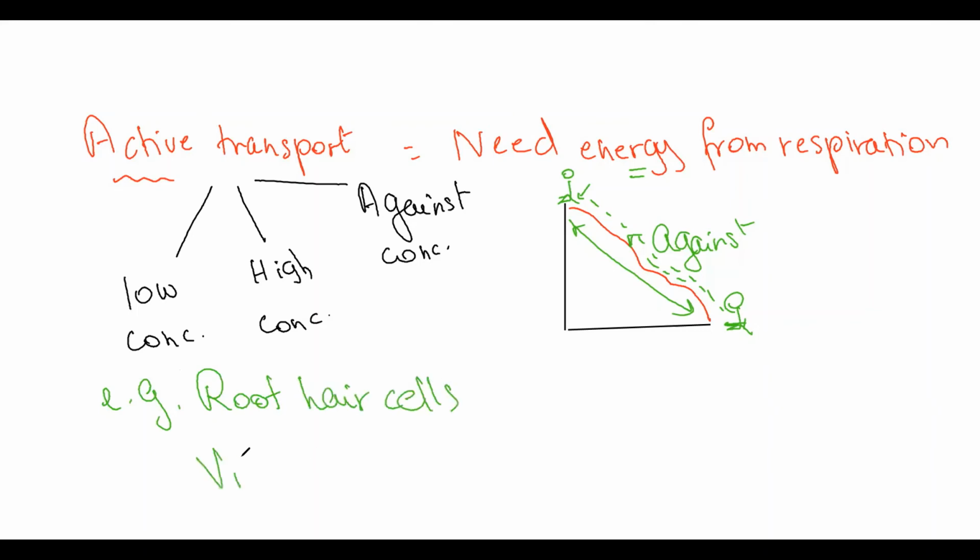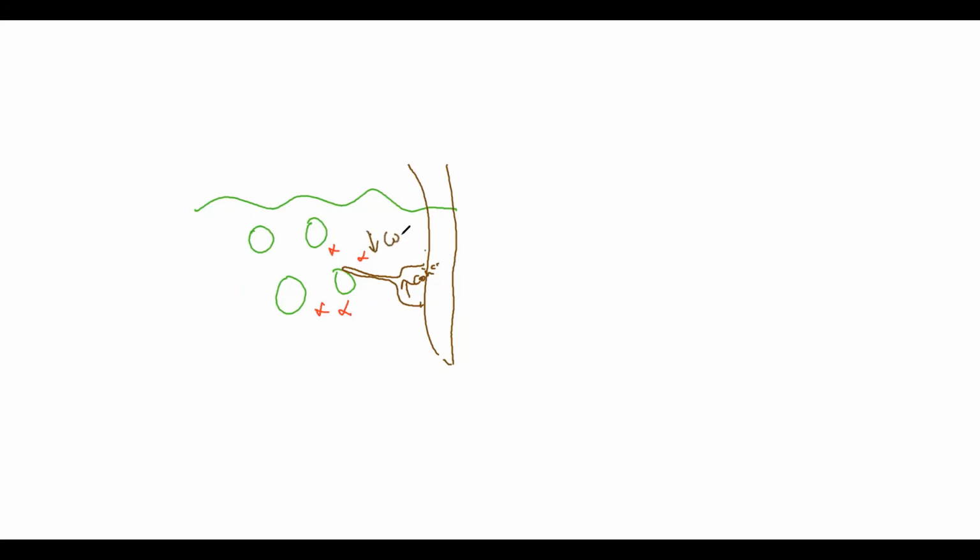And in the villi of the small intestine. So for root hair cells, suppose this is the soil, and here are the soil particles, and here are, for example, the ions dissolved in water. Now this is the root, and this is the root hair cell. I'm going to draw only one. So inside the root hair cell, there is a high concentration of particles, higher than outside. So the particles will move against the concentration gradient in order to be absorbed to the inside of the root hair cell.